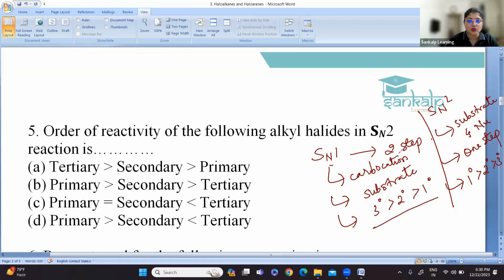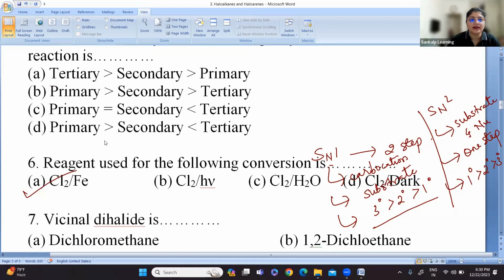Remember this, SN1 is a two-step mechanism, SN2 is a one-step mechanism. In SN1, the rate of the reaction depends upon the concentration of only the substrate. And in SN2, the rate of the reaction depends upon the concentration of substrate and nucleophile. In SN1 the order of reactivity is tertiary, then secondary, then primary, and in SN2 primary, then secondary, then tertiary. So which is our correct answer? It is B. Yes, the answers are right. So the answer is B.